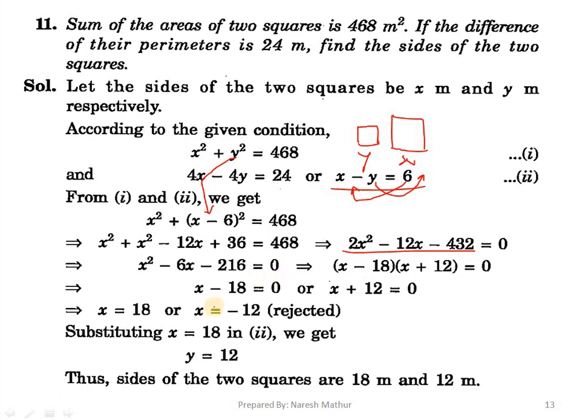So we have the values of x as 18 and minus 12. As x represents a length, it can't be negative, so it will be rejected. So x equals 18 will be considered. Then the value of y will be x minus 6, 18 minus 6 equals 12. So I hope I am clear here.